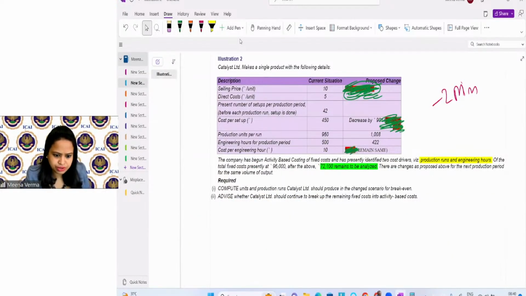Give me 1 minute. Let me read the next question also. Storage cost, there is no storage cost. Okay, there is no storage cost. I can't see any storage cost. If you have seen any storage cost, please write in the comments. I'll read it and I'll explain.